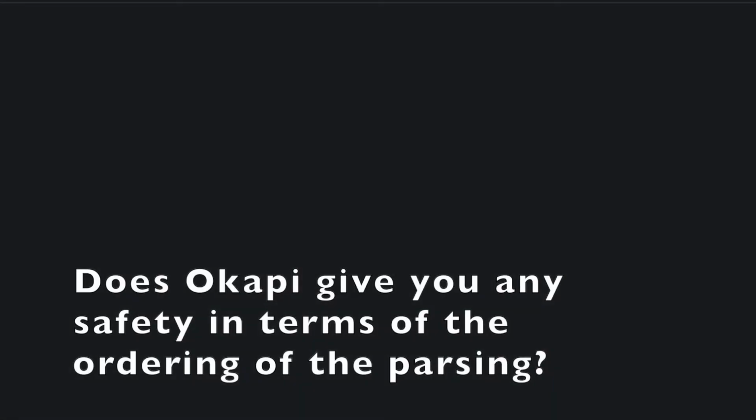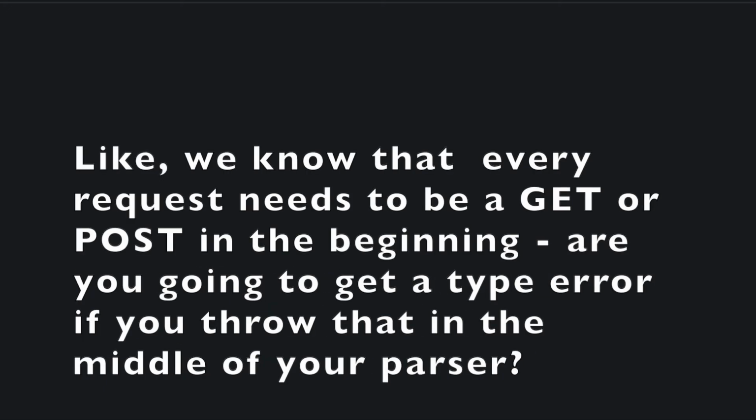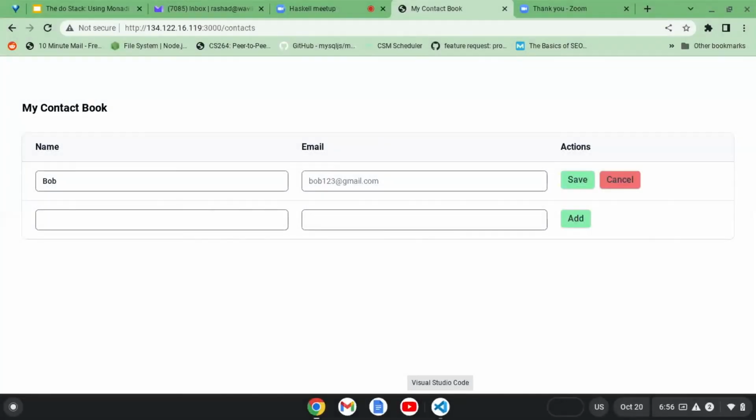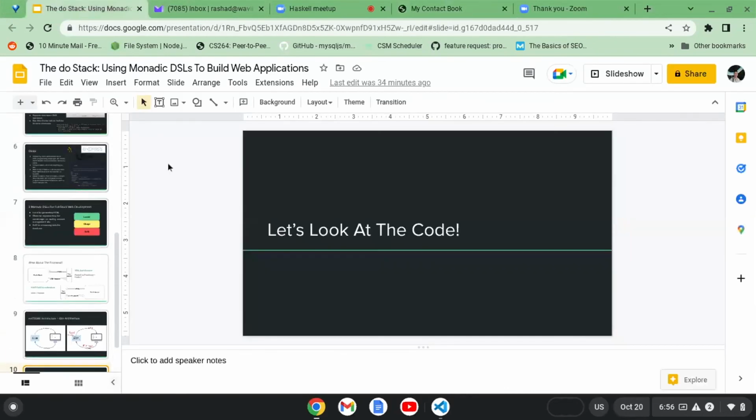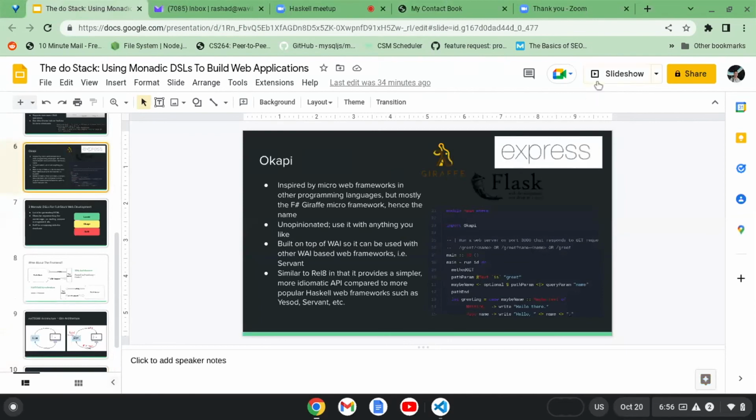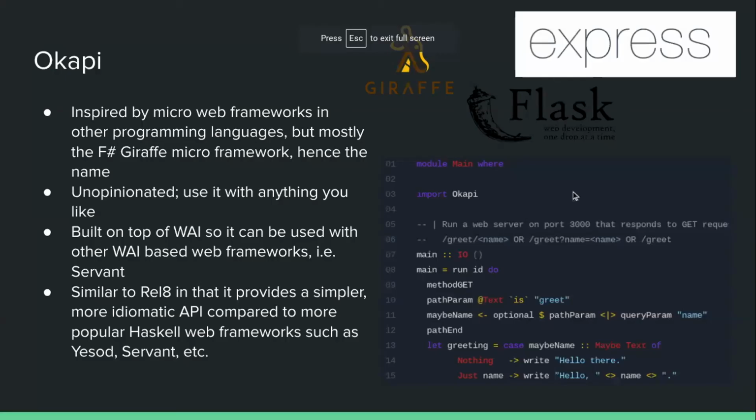Does Okapi give you any safety in terms of the ordering of the parsing? Like, we know that every request needs to be get or post at the beginning. Are you going to get a type error if you throw that in the middle of your parser? No, that's a great question. As an example here, if I go back to this code block, this method get right here, I could place this afterwards as well, or I could just not have it at all, and this would just accept any type of request. It would accept a get, post, put, whatever we want, but the fact that I have it there, it checks that, yeah, this is indeed a get request.